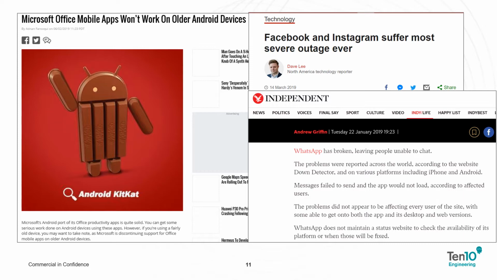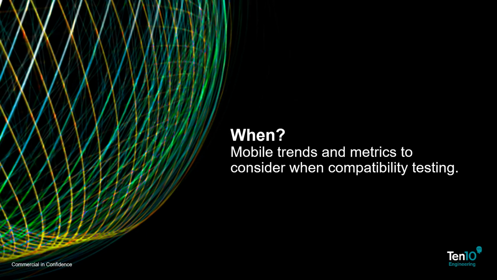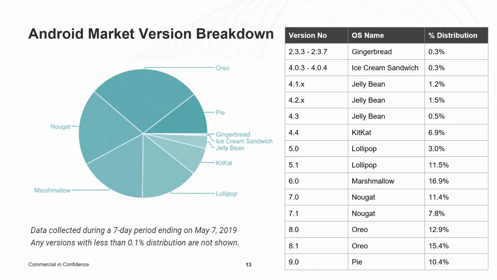So we're moving on to mobile trends and metrics, just to walk through and consider when we're looking at compatibility testing and when you're putting a project together. On to a few metrics, and these next two slides show the breakdown of percentage of users by OS for both Android and iOS.